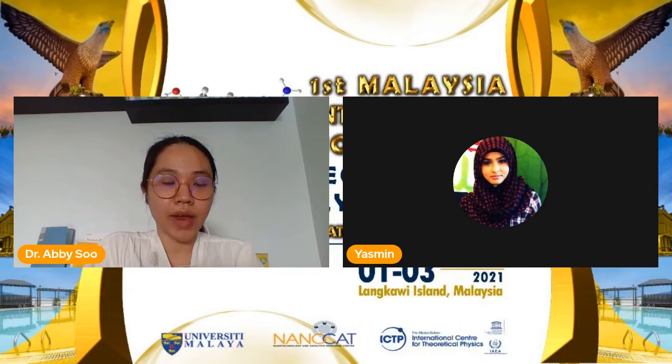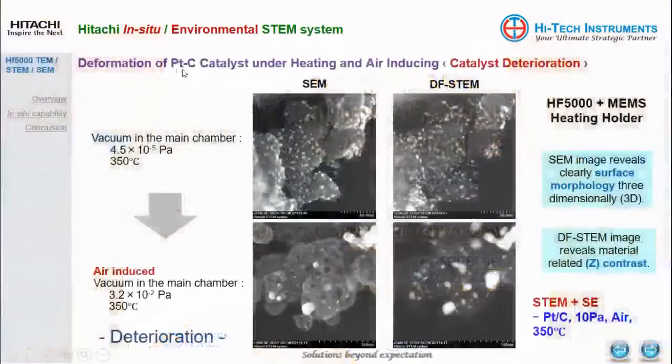This one is before the reaction. Before I heat the sample, it is the platinum carbon catalyst supported on the carbon. We want to observe the catalyst deterioration. So these platinum particles here are supported on the carbon. This one is still at high vacuum, and after air is induced into the chamber and heating up to 350 degrees Celsius, you can observe the deterioration of the catalyst itself.